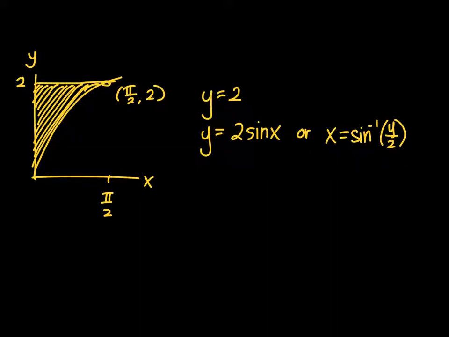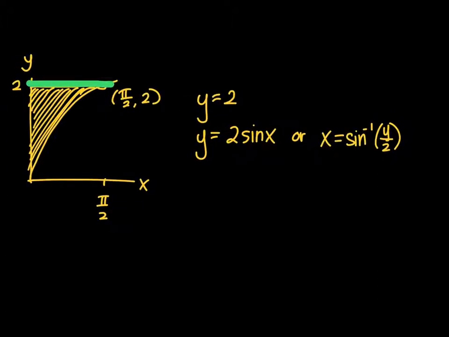Now there's a third boundary. So far, this is what we've bounded. We've talked about this bound. I've described the upper, described that one. That's y equals 2. I've described this curve as a sine of x or an inverse sine of y over 2. What is the third boundary?